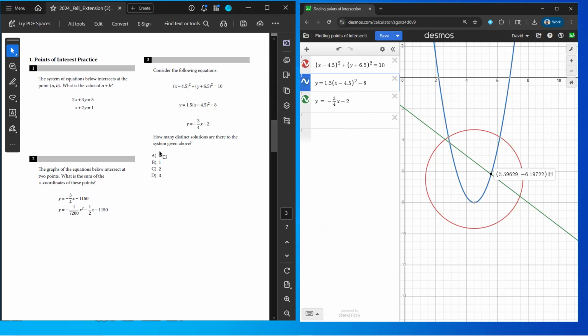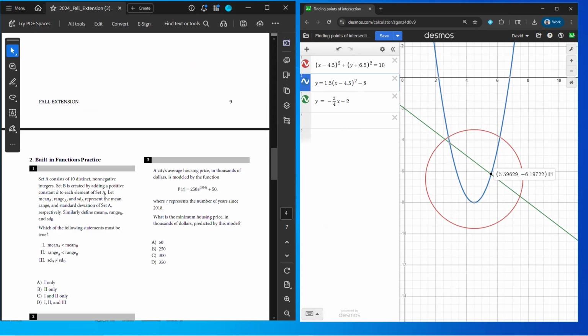So definitely pretty tricky, and that's one of the challenges with Desmos. If you see all the points of intersection, you might be tempted to pick that. So hopefully that helps you for the future. All right, on to the second part.